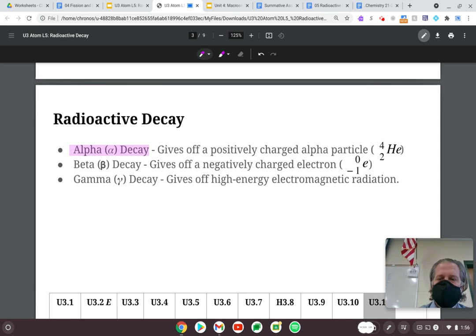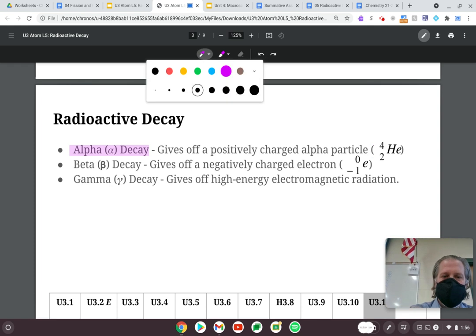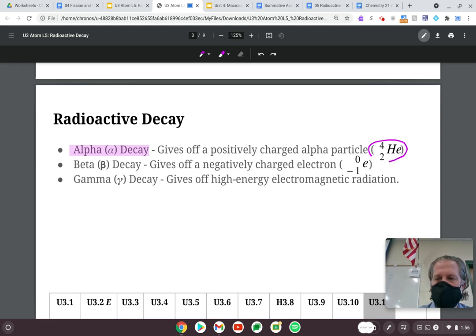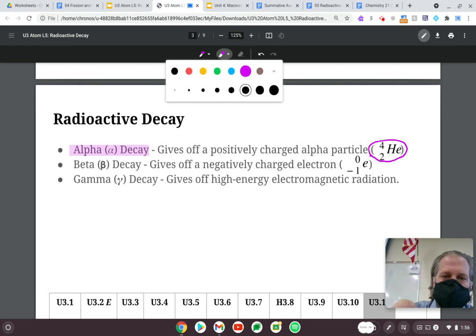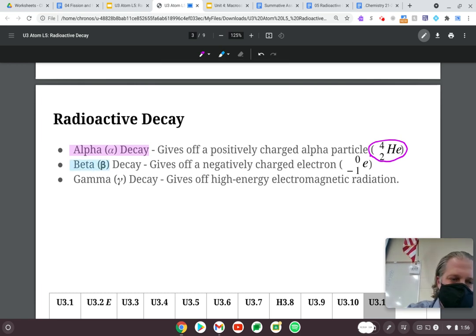Alpha decay is when an unstable atom, or a stable atom for that matter, will give off a positively charged alpha particle. And the notation for the positively charged alpha particle is helium. Okay. With beta decay, what's given off is a negatively charged electron.